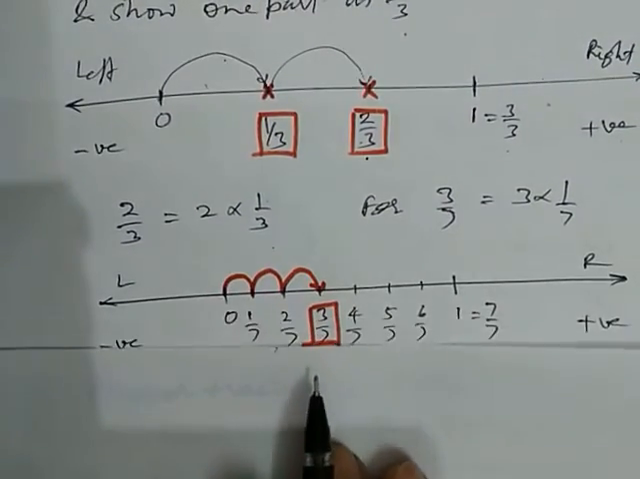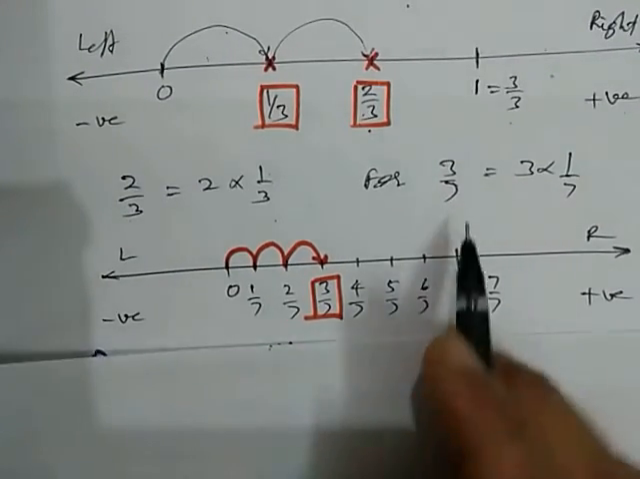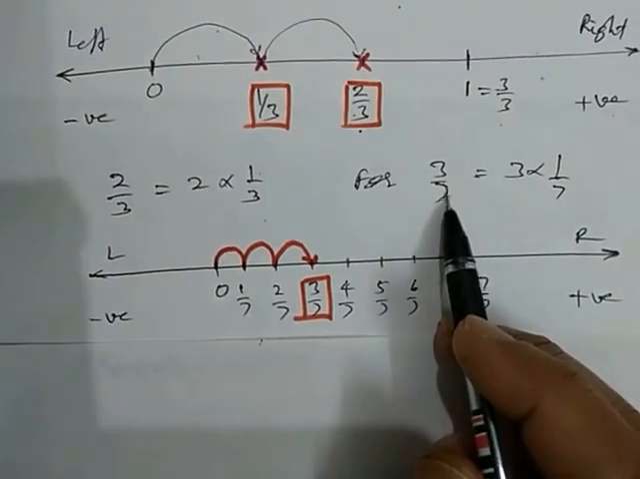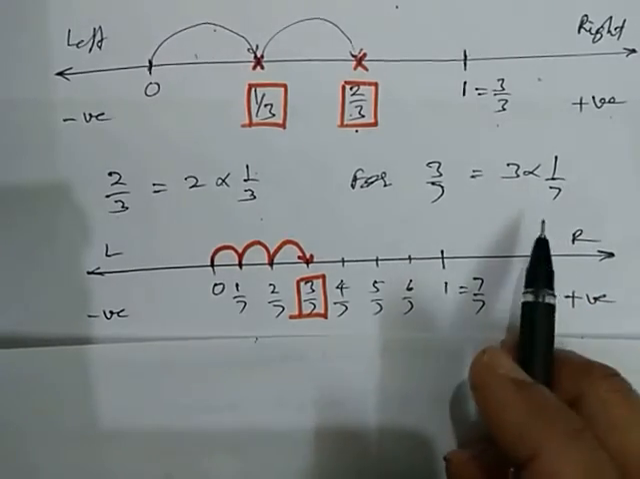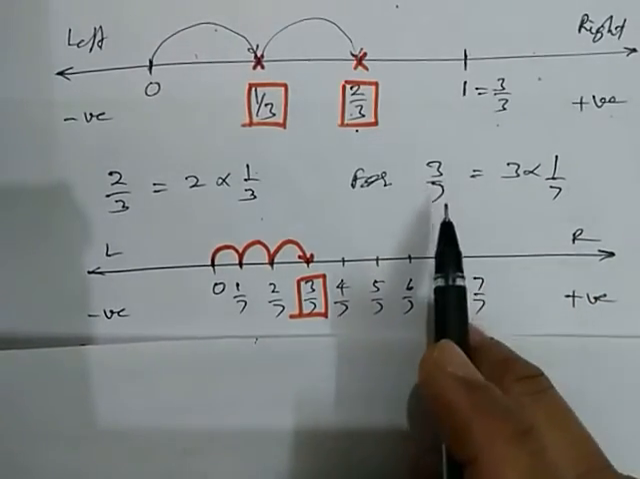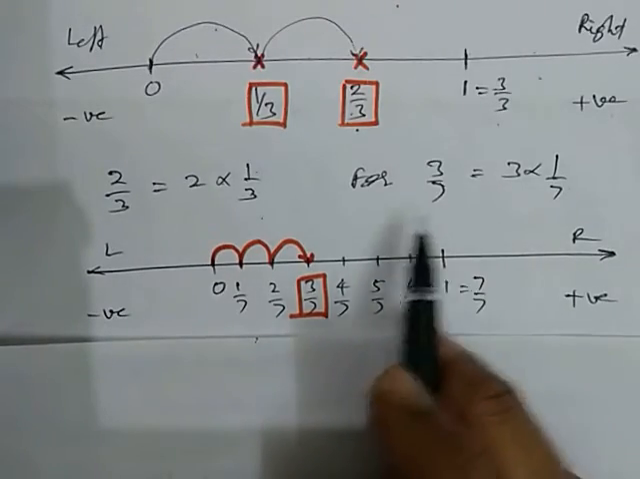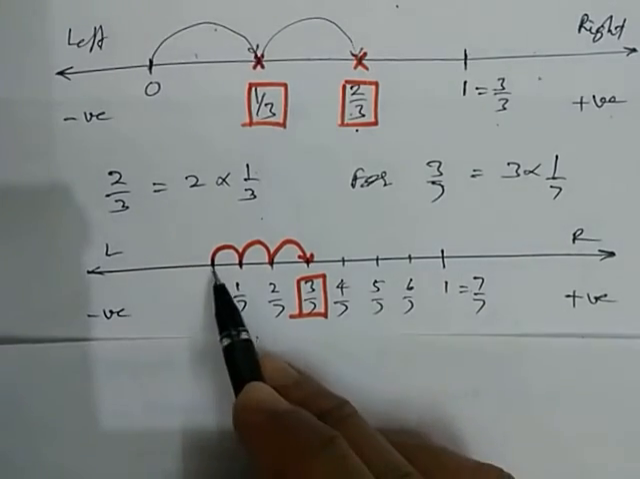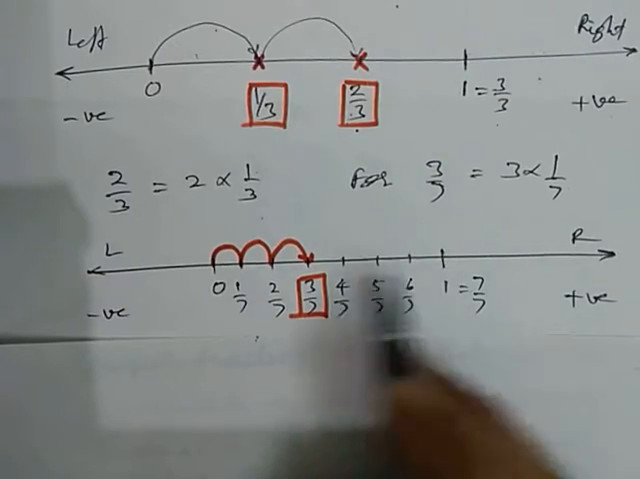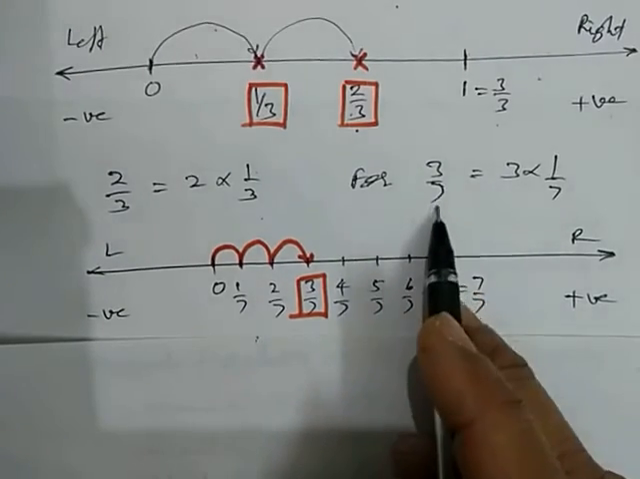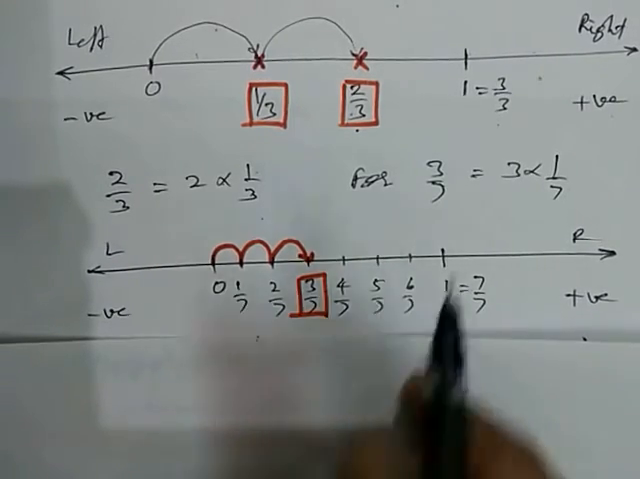Now here we express 3 by 7. We know 3 by 7 equals 3 into 1 by 7. So 1 by 7 is the single part and we want to express 3 by 7. So first we divide the gap between 0 and 1 into 7 equal parts. This is the 0 and this is the 1. So 1, 2, 3, 4, 5, 6 and 7. These are the 7 equal parts.